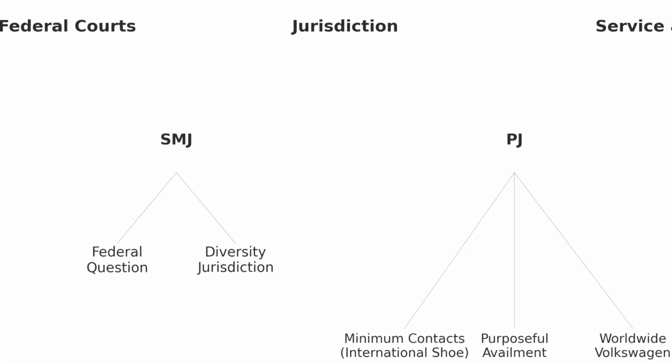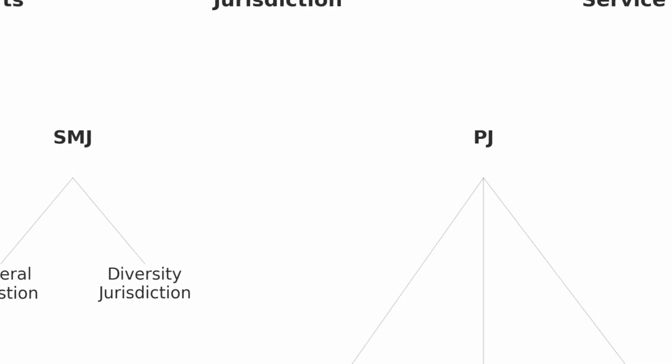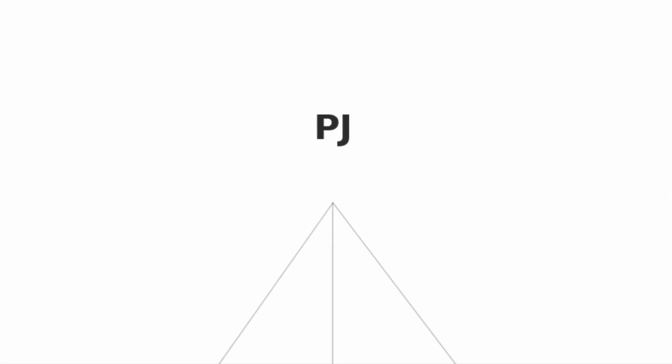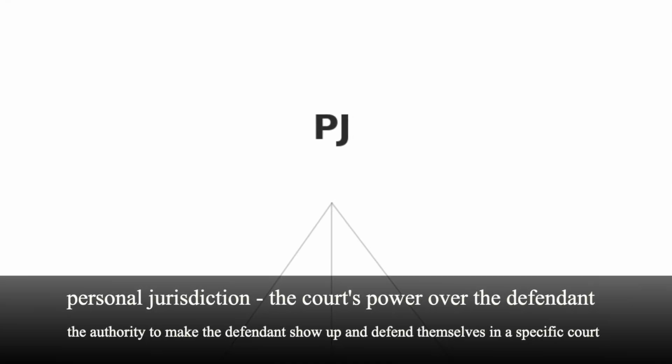Interesting. Now, let's shift gears a little bit and tackle another concept: personal jurisdiction. And what is this all about? Think of it as the court's power over the defendant. It's the authority to make the defendant show up and defend themselves in a specific court. So essentially it's about fairness, making sure it's reasonable for a defendant to travel to a certain state to fight a lawsuit. Got it. So personal jurisdiction determines whether a court has the power to make a decision that affects this particular defendant. That's right.